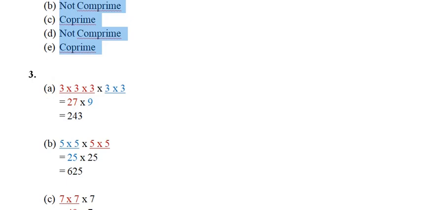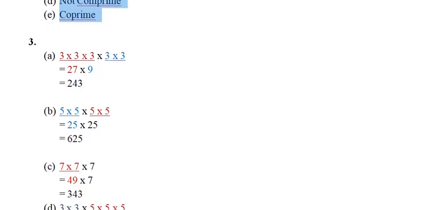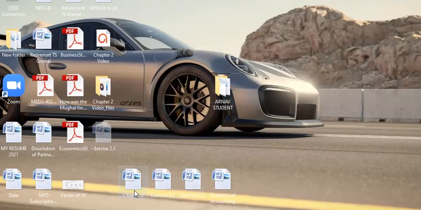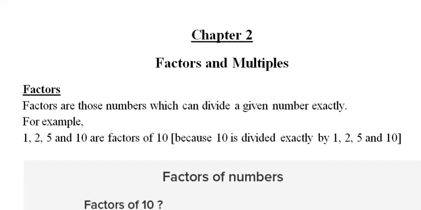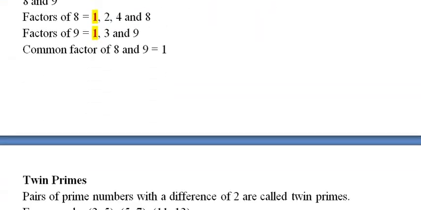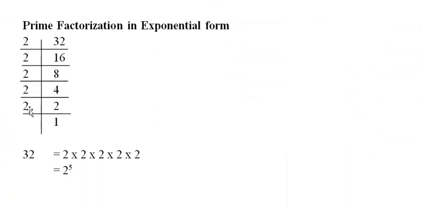Calculate the value of the following. First, question number 3A, 3 to the power 5. Now 3 is repeating itself 5 times. In the previous video I showed you prime factorization like this: 2 is repeating 5 times, so we can write 2 to the power 5. Now we just have to go back to this step, from the exponential form to the prime factorization representation. So 3 is repeating 5 times.